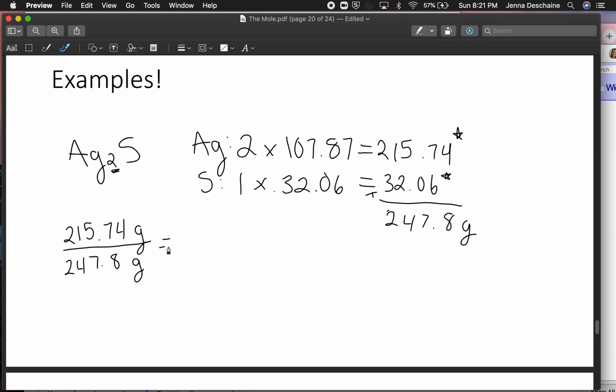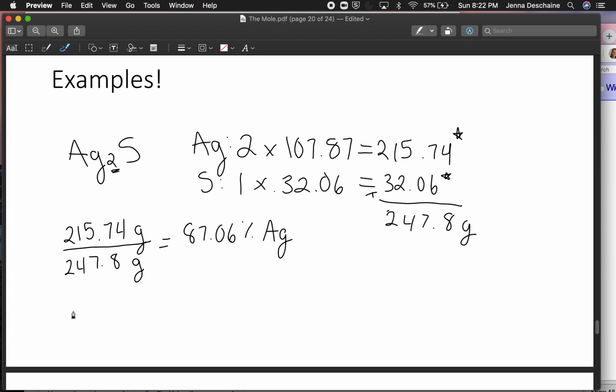All right. So I'm going to do that on my calculator very quick. Divided by 247.8, and I get 87.06, which is what I got earlier too, so that's good. Okay, so that tells me that of the total mass of this compound, 87.06% of it is silver. Okay, so the majority of the compound by mass is silver.